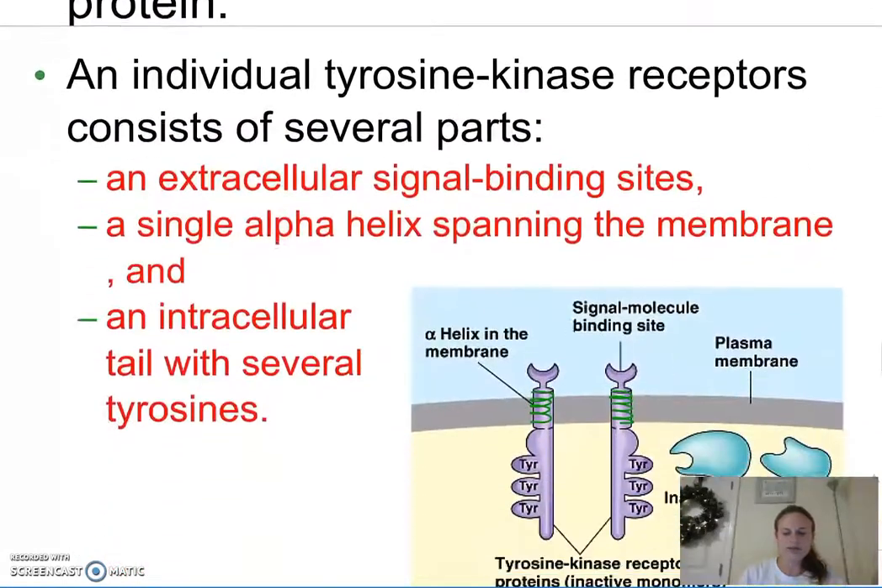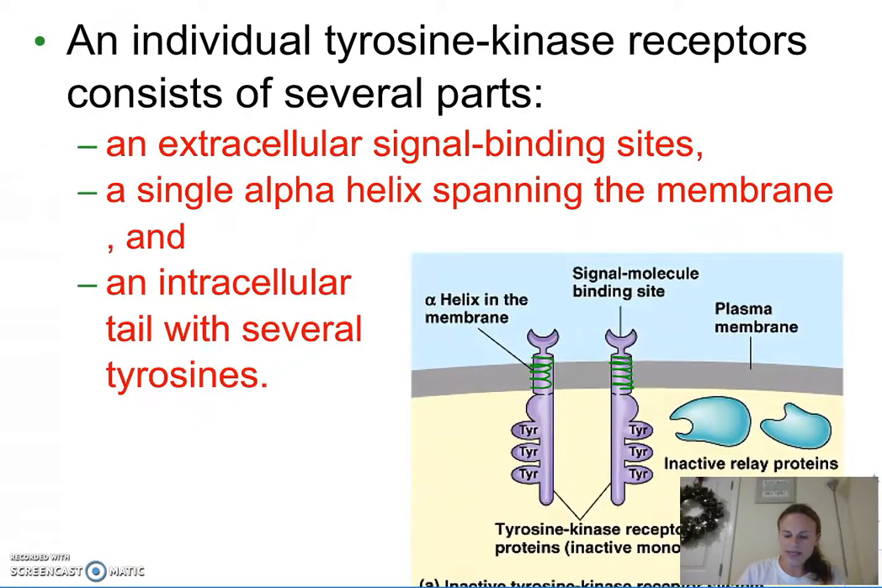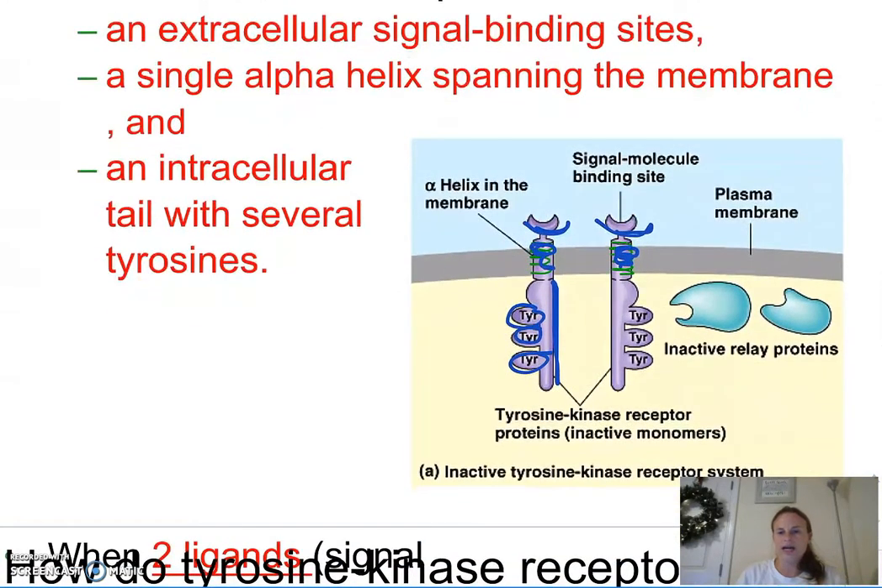Well, what does this individual tyrosine kinase receptor look like? It has two binding sites. This is where the ligand will bind. A single alpha helix spans the membrane, and then there is a tail that consists of several tyrosines. But do you see how each tyrosine kinase receptor consists of two polypeptides? They are referred to as tyrosine kinase receptor proteins, and in this state, they are inactive monomers.